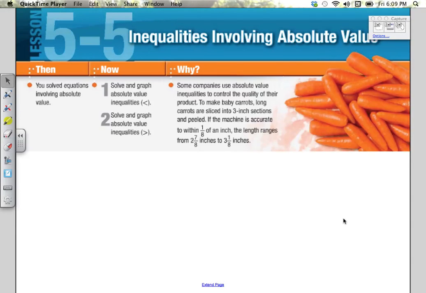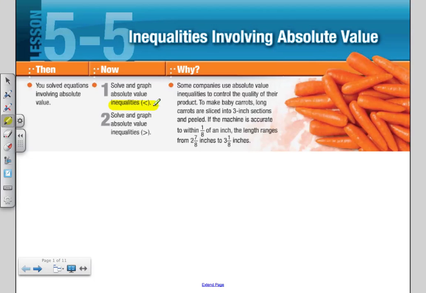All right, lesson 5-5. We're going to be talking about inequalities that involve absolute value. As you'll remember, the absolute value definition is the distance from zero. We've talked about equations with absolute value, and now we're going to talk about inequalities that are less than and inequalities that are greater than. And it really is going to be talking about an inequality where the distance from zero is less than something.